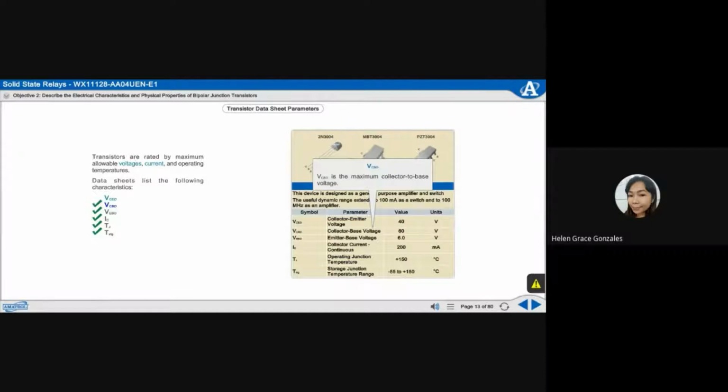collector to base voltage. V sub CEO is the maximum collector to emitter voltage. Using a voltage higher than the rated voltage can damage the transistor junction.